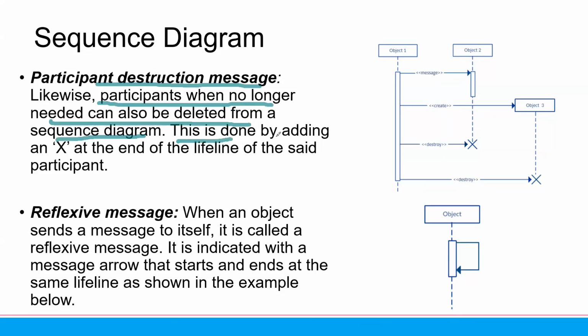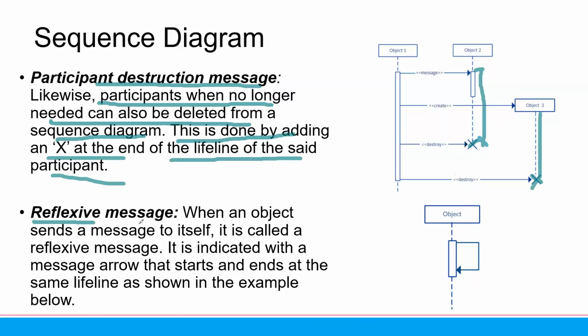And this is done by adding X at the end. Okay, so maybe the server, the object takes too long to respond, then it can be deleted in the middle. So X at the end of the lifeline of the participant. So here, you can have the X at the end of the last lifeline.